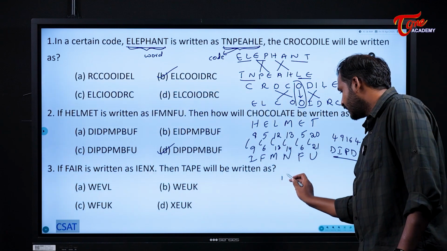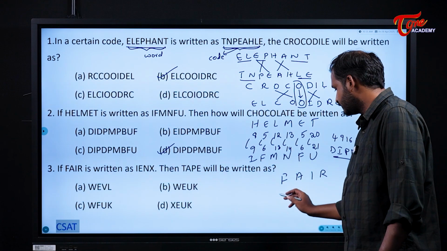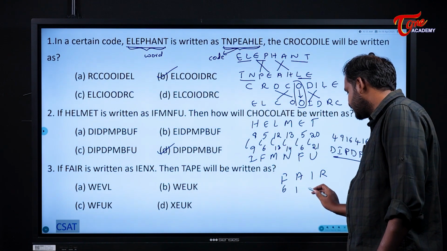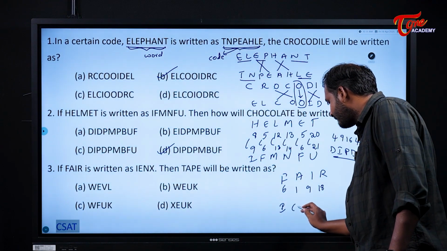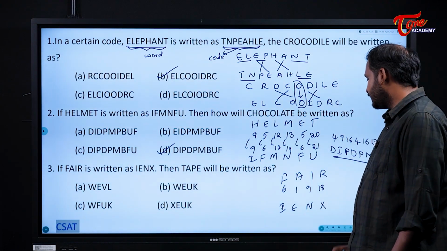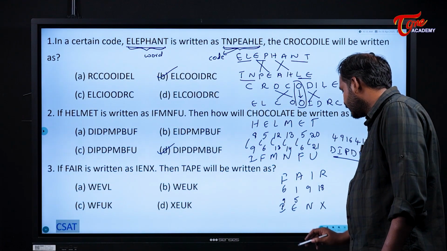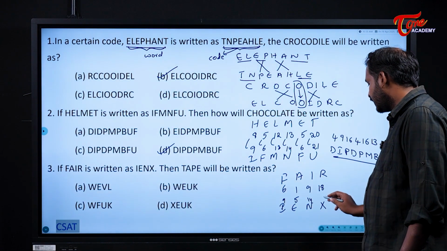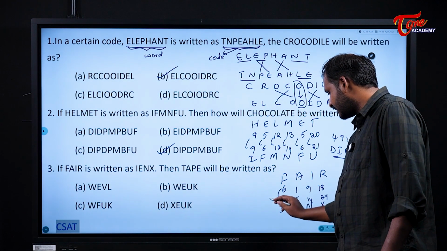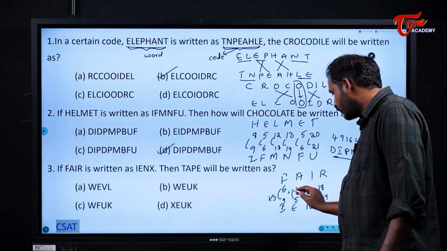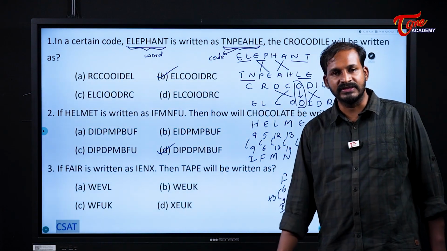So, FAIR. F is which alphabet for us? 6th alphabet. A is the first alphabet, I is the 9th alphabet, R is the 18th alphabet. This one was written as IENX. So, I is the 9th alphabet, E is the 5th alphabet, N is the 14th alphabet and X is the 24th alphabet. Now please observe what is happening here: plus 3, plus 4, plus 5 and plus 6.